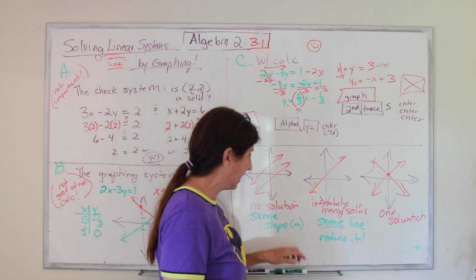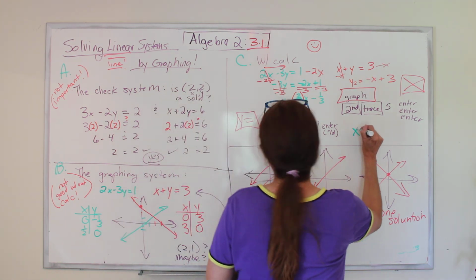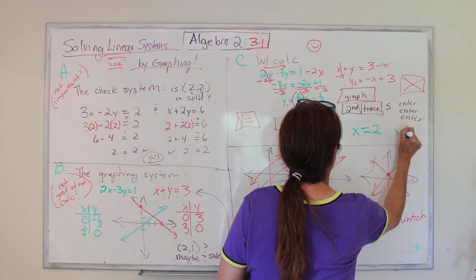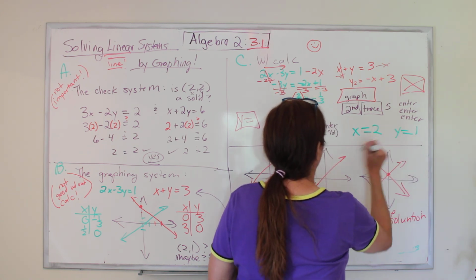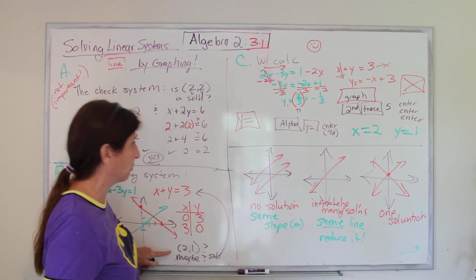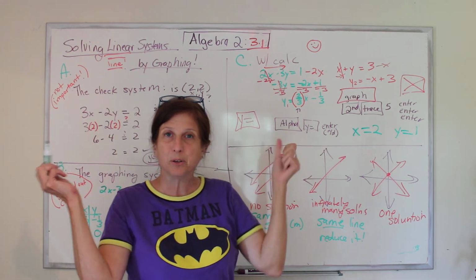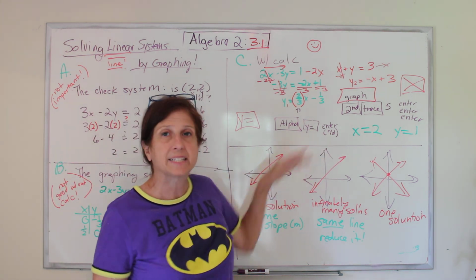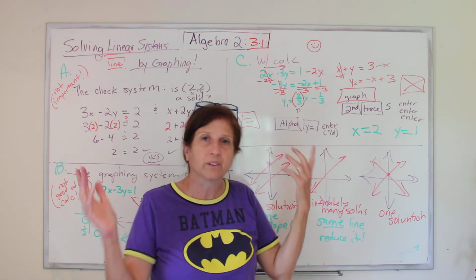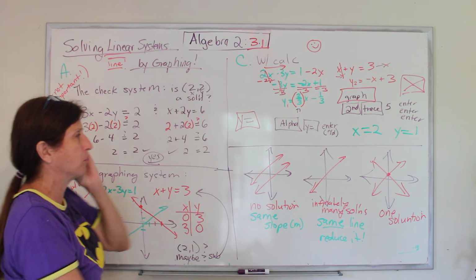At the bottom of the calculator, it says x equals 2, y equals 1. And there it is, there's your ordered pair, and it just, boom, gives you the answer. No guessing, no looking at weird little fractions, no trying every number in the whole universe.